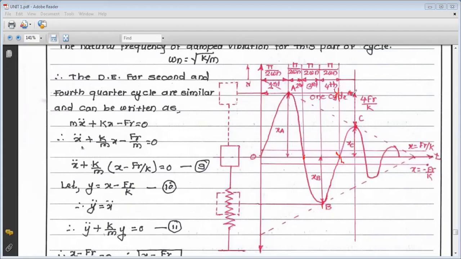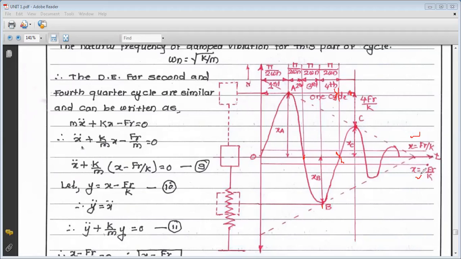And if you draw the diagram completely up to the next cycle, XA is your first amplitude, XB is the second, and so on. Now there are 2 parts: one is x equals FR upon K, that is on the positive side, and the other is x equals minus FR upon K, on the negative side. So this is all about free vibration with dry friction damping, or Coulomb damping.